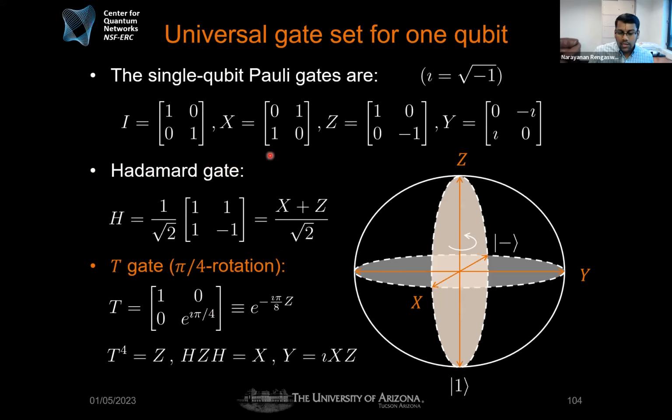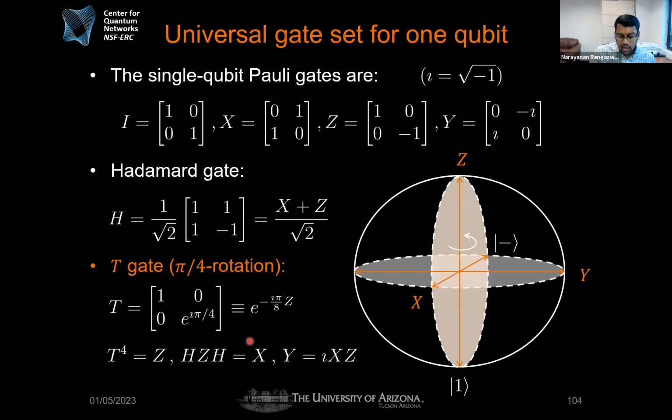You have already seen the single-qubit Pauli matrices, I, X, Z, and Y. We have seen the Hadamard, H. Now we introduce a new gate, which is called the T gate. This is actually a pi/4 rotation. So you can simply do the same exponentiation that we did before, where we took theta as pi/4, and then you get this matrix representation.